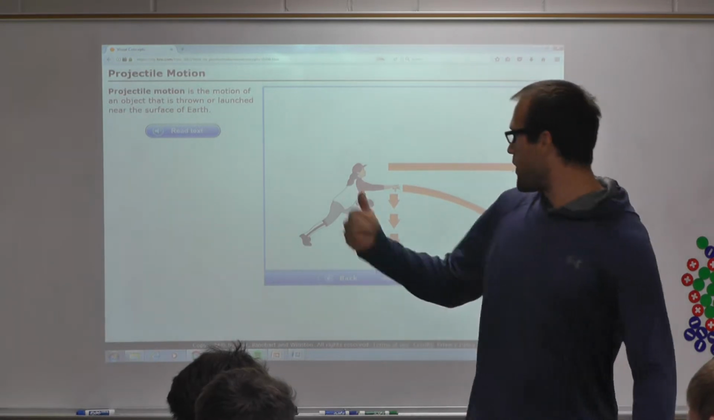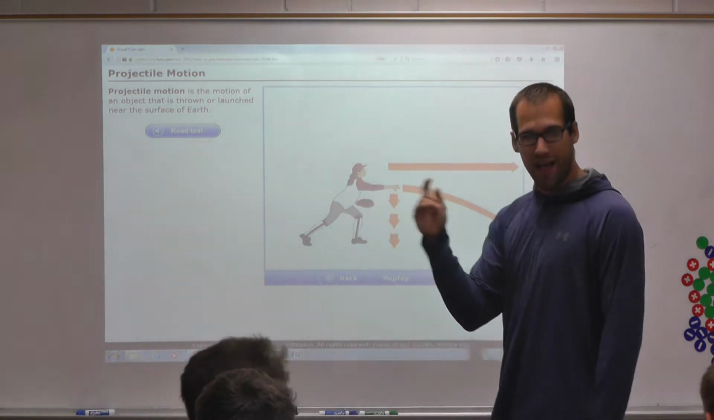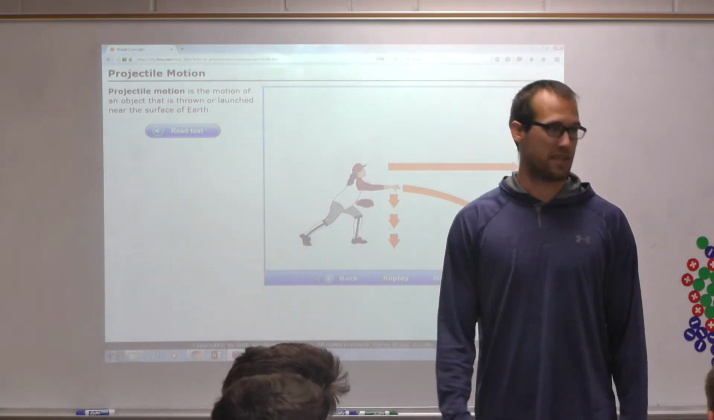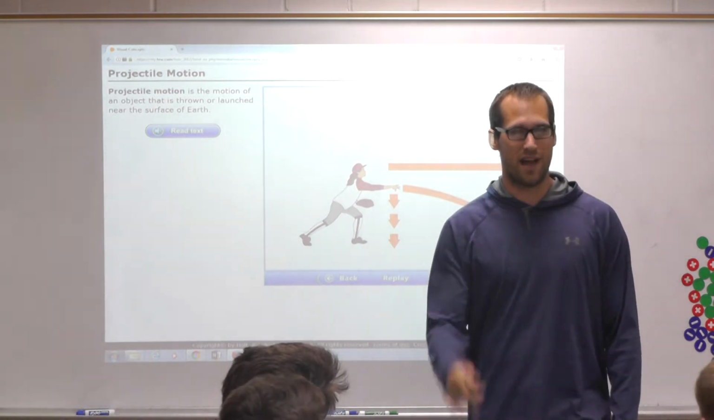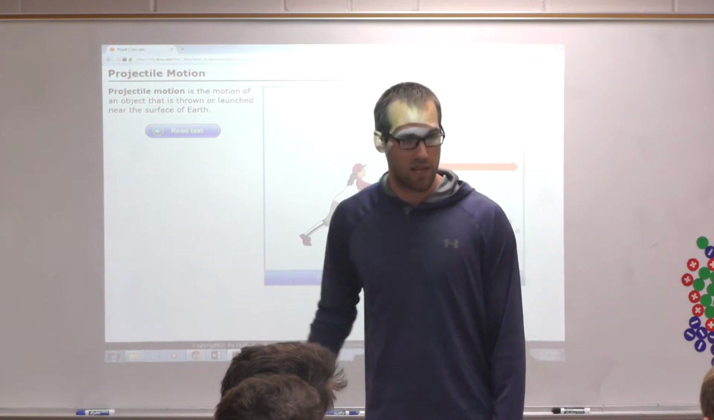So if that girl were throwing the ball like that, and if Bryce were throwing the same ball from the same distance, as long as it was perfectly horizontal, they would both land at the same time. Bryce's ball would just go further horizontally.